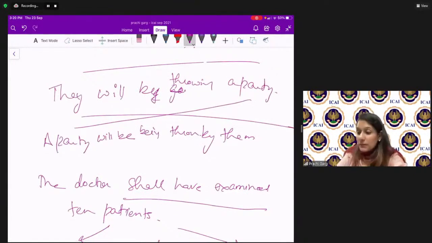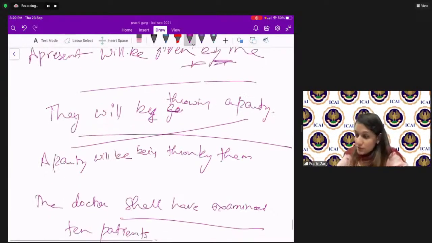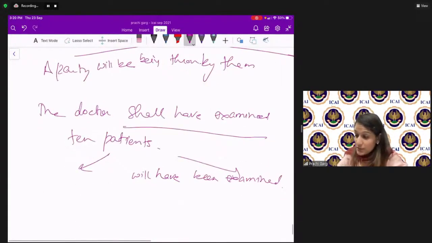They will be throwing a party. A party will be being thrown by them, which is the future continuous. For the future perfect, the doctor shall have examined 10 patients, will be examined. Okay. Clear, guys? All right. Can we move ahead?